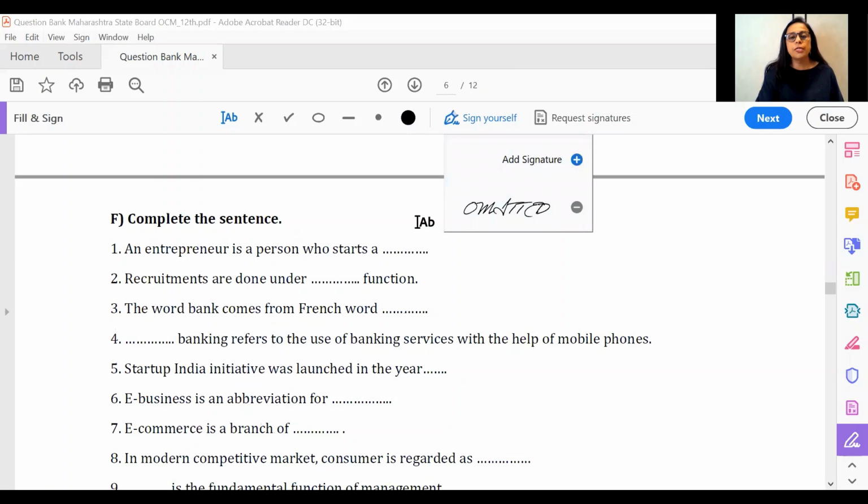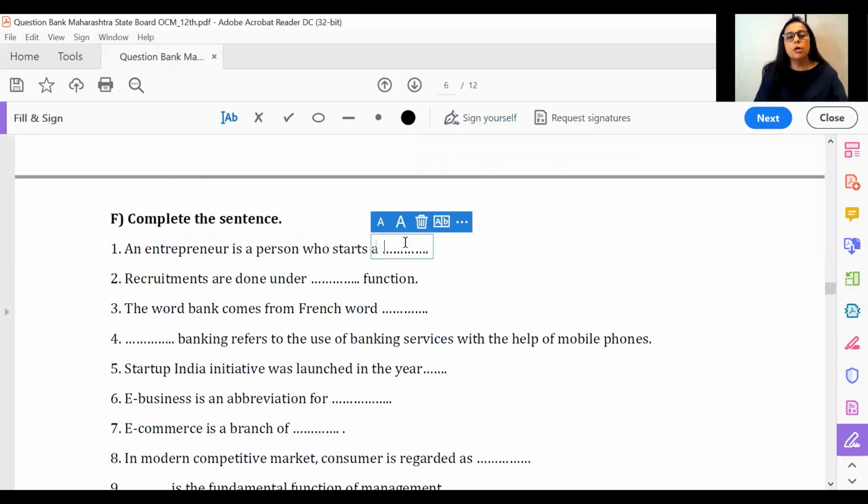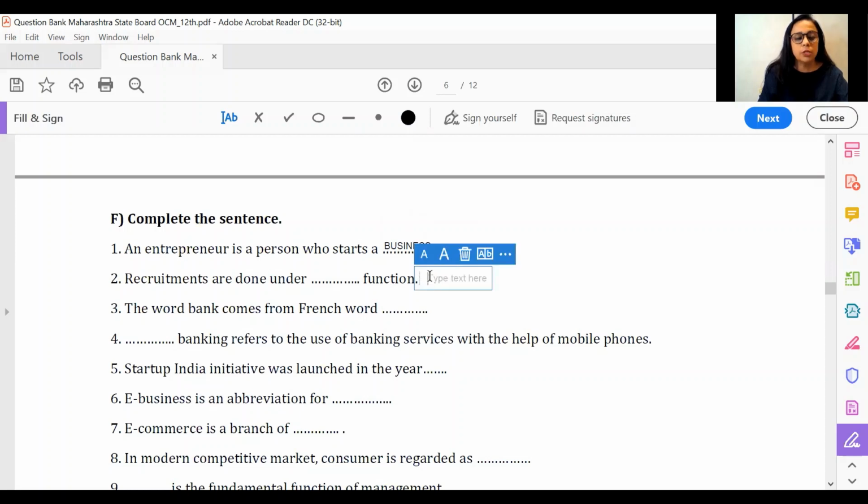Most of these are already repetitions for you all. There isn't much space to mention these answers. Wherever possible, I'll try and squeeze them in. If you see here, recruitments are done under the dash function. So naturally, here we are talking about the staffing function. So recruitments are done under the staffing function.